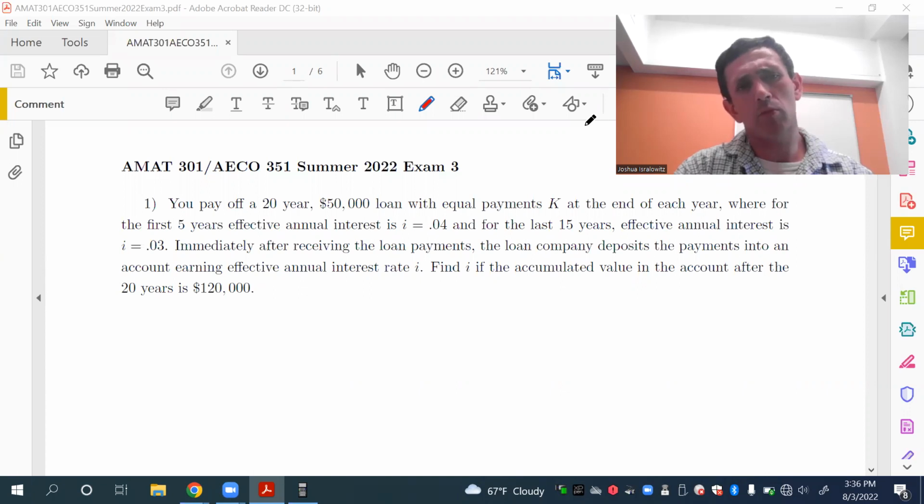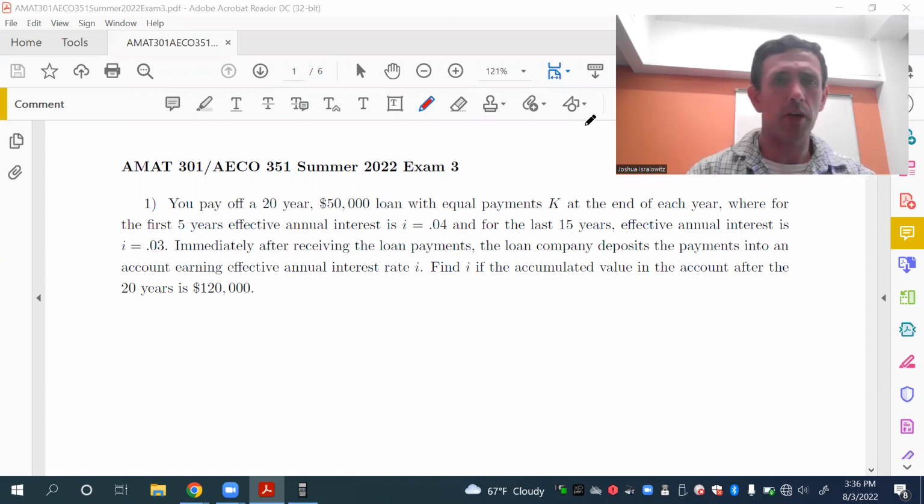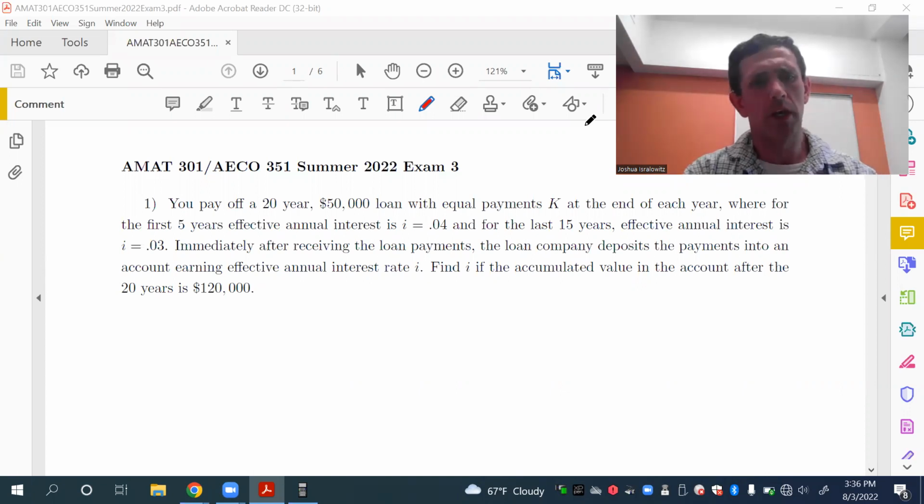So the exams were graded and the final grades are all on Blackboard. For anyone who has any questions on exam 3, I'm just going to go over this. The scores were pretty good. The median and average, I was a little lenient on some of these problems.